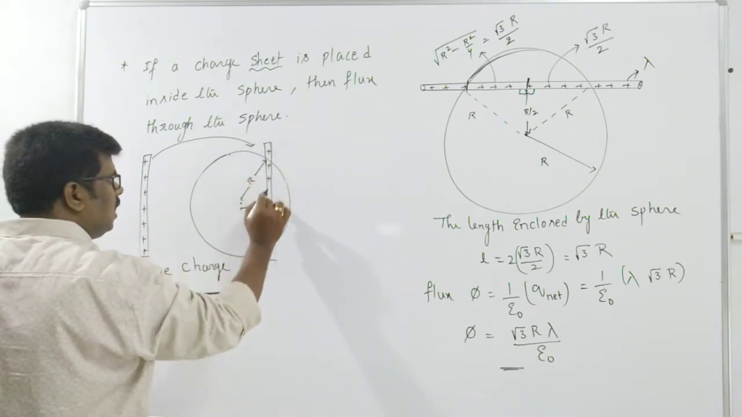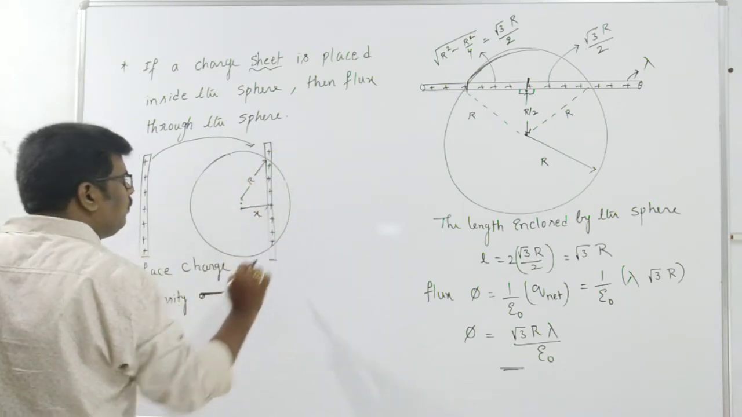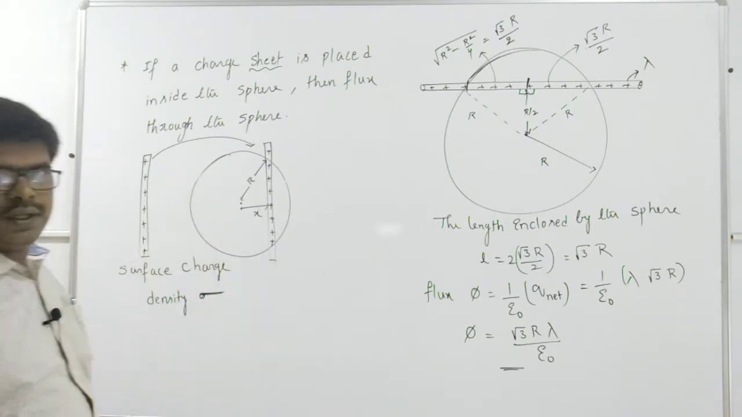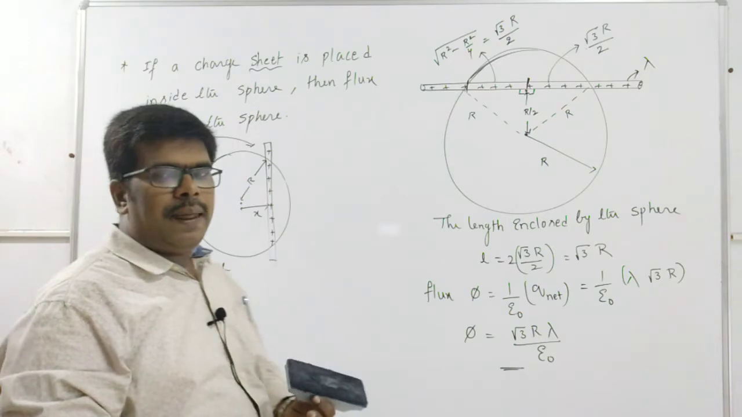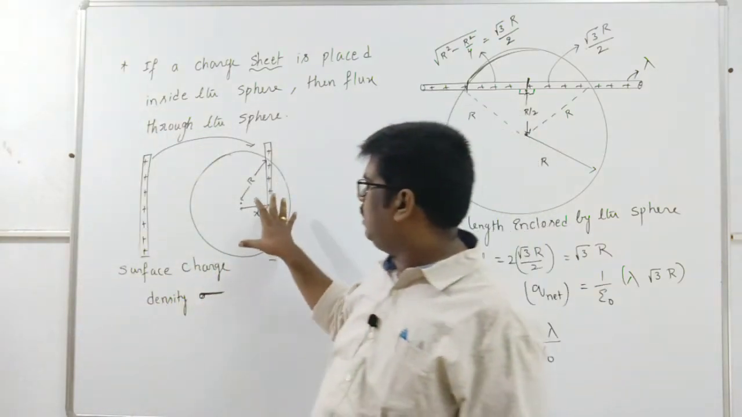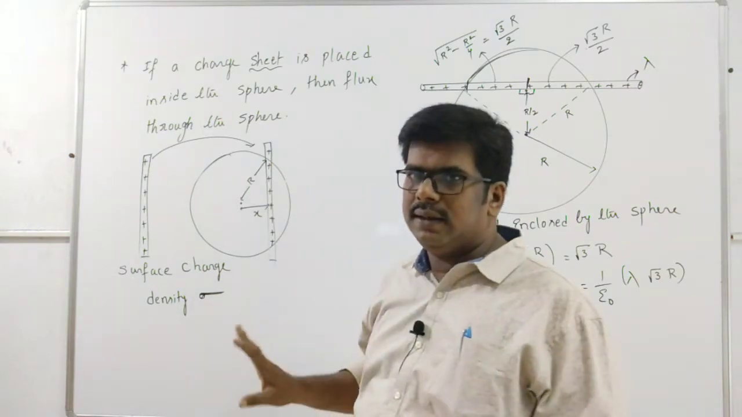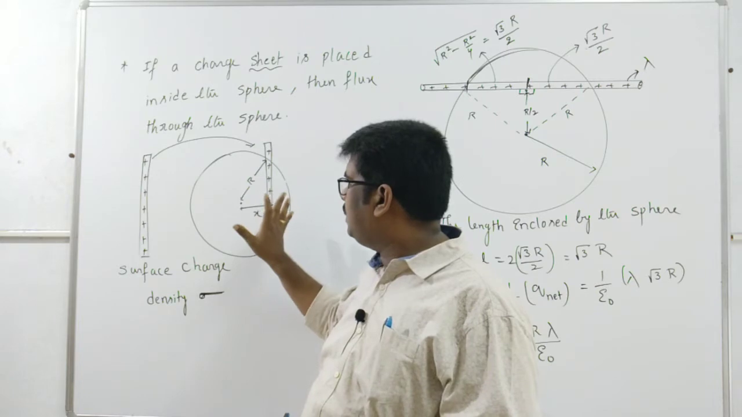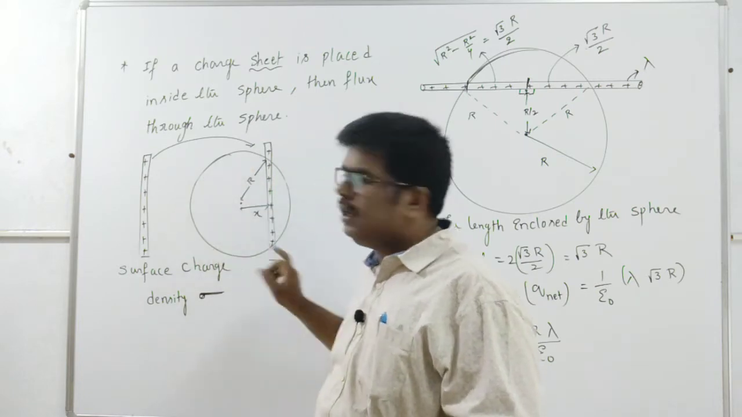So this is the charged sheet. Now what is the flux through it? The question is, what is the flux through it? Say the linear charge enclosed by the sphere needs to be calculated. In this case, flux means what? 1 by epsilon naught times the net charge enclosed by it.